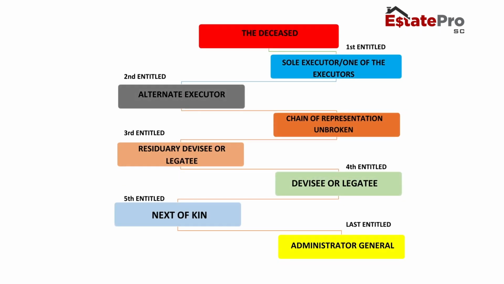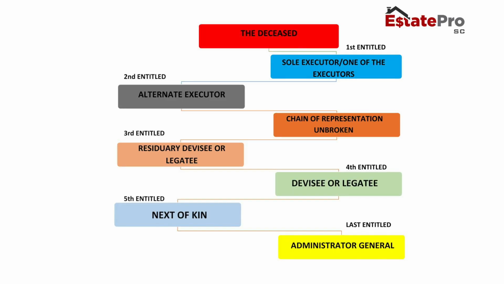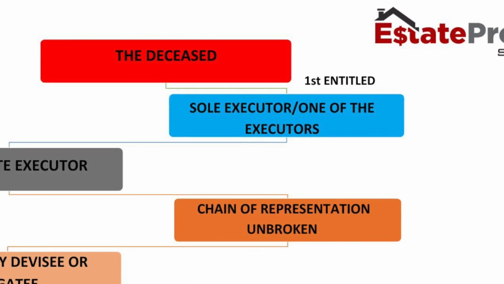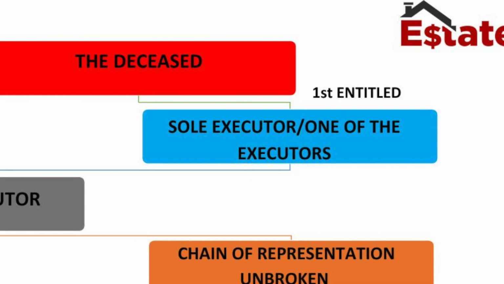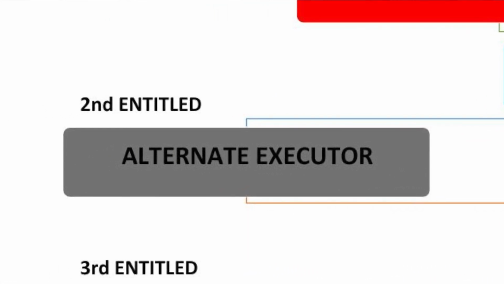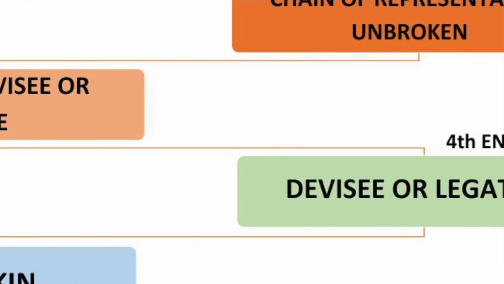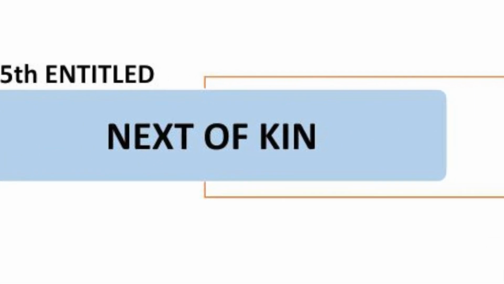Now let's look at the TESTACY chart. Here you can see clearly a hierarchy of who comes before who, making it easy to know where your client stands in the process. Now, the executor, that is a sole executor, one of the executors, or a surviving executor, always has top priority. This is followed by a named alternate executor. Once the chain of representation is broken, consideration is given to persons with lower priority, that is, a residuary devisee or legatee, then a devisee or legatee, next of kin, or the Administrator General.